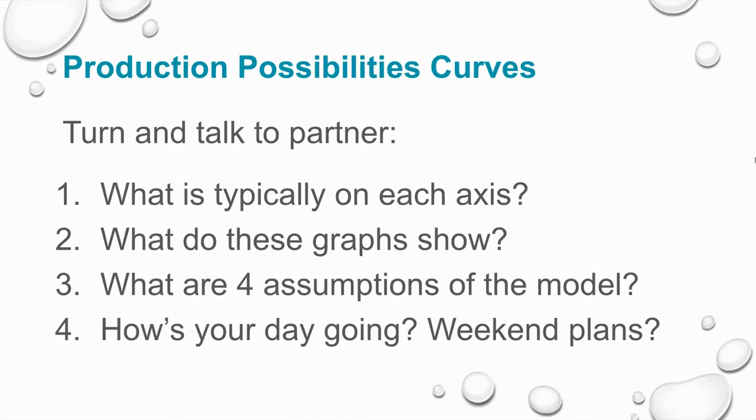The answer is 2 different goods. In the past, we used an example like guns and butter. What do these graphs show? They show the trade-offs society makes when deciding what to produce, right? So we could produce all guns and no butter, or we could produce all butter and no guns, or some combination in between. Next question, what are 4 assumptions of the model? The 4 assumptions are full employment, fixed resources, fixed technology, and only 2 goods.